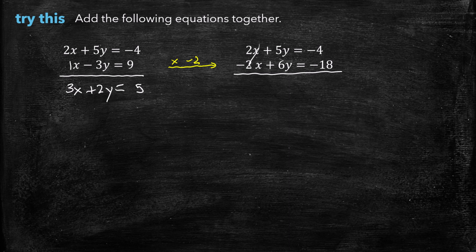And 5y plus 6y is 11y equals, and -4 and -18 is -22. We get one equation, one variable, which we can actually solve to get y equals -2. And then if we plug that back in, we could solve for x. And so we are discovering a different way to go about solving a system of equations. And we'll formalize this in the next slide.